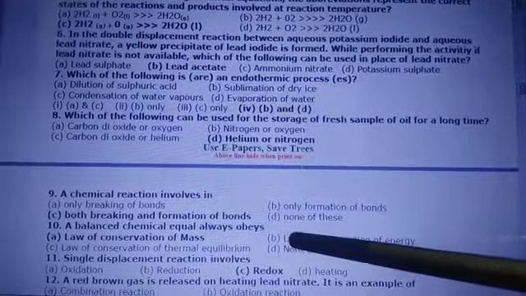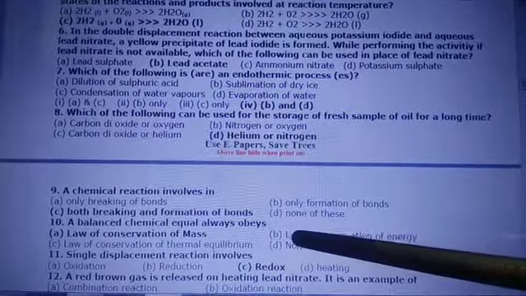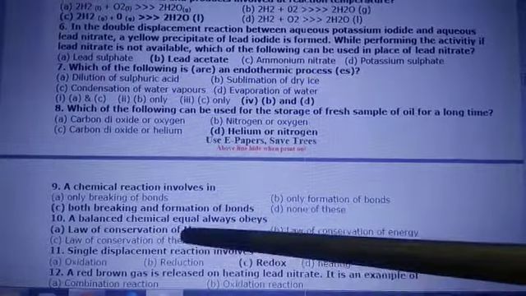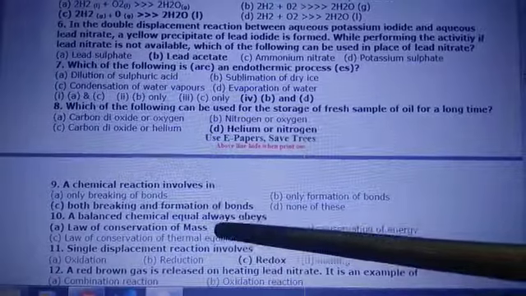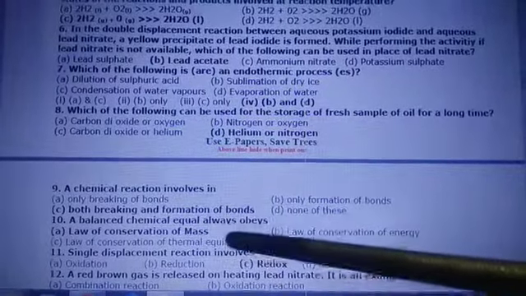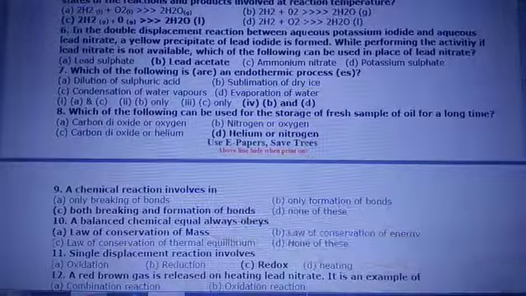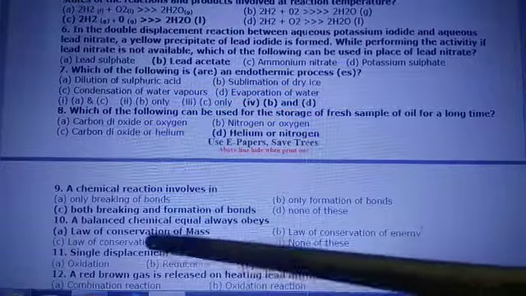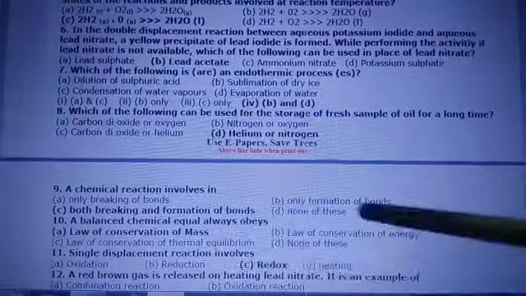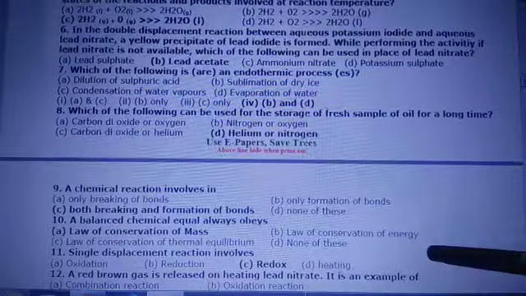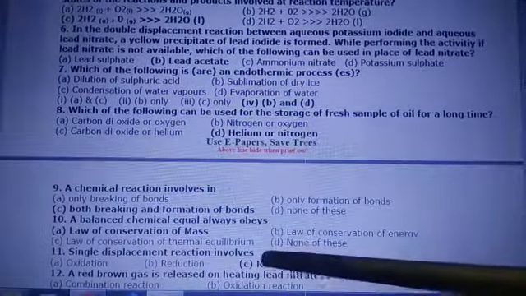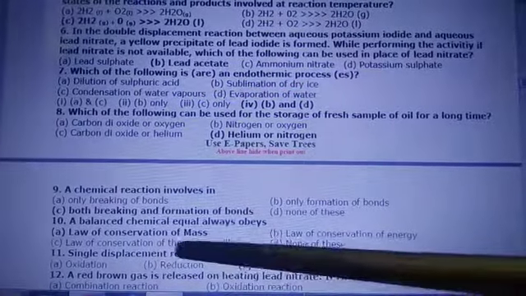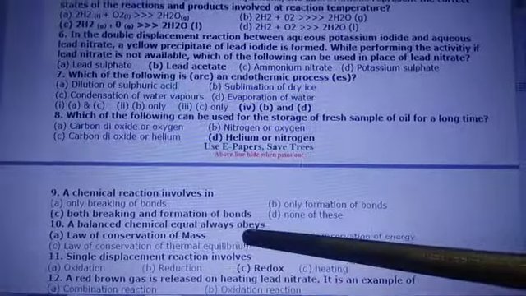Tenth. A balanced chemical equation always obeys A. Law of conservation of mass. B. Law of conservation of energy. C. Law of conservation of thermal equilibrium. D. None of these. The correct answer is A. Law of conservation of mass.